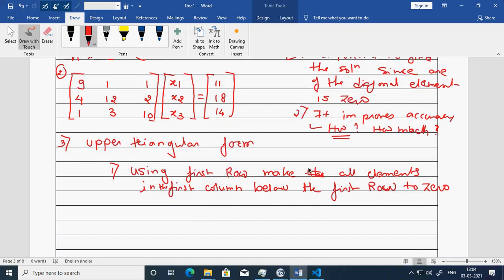So if I try to take out the meaning of this sentence, I get to know that this 4 value and this 1 value I have to make it 0. Okay, so this is the meaning of the first statement.